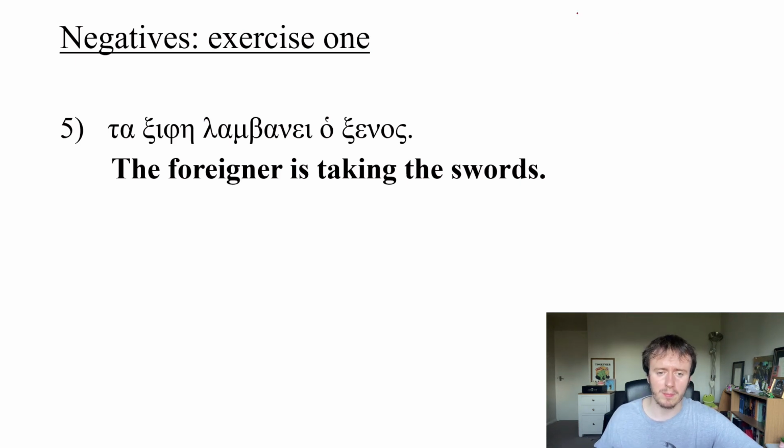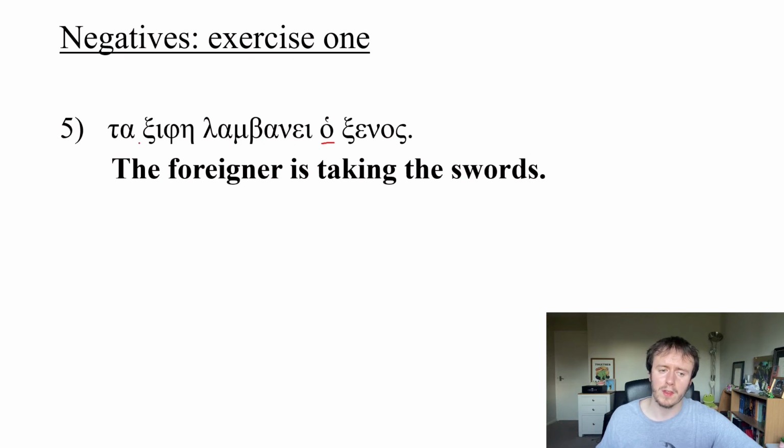We know that it means this because the foreigner, or the stranger, is in the nominative, as indicated by the definite article. In the middle, we have the verb lambane, which is he, she, it takes, but we know who's doing the taking, namely the foreigner, or the stranger. So the foreigner takes, or is taking, ta xiper.